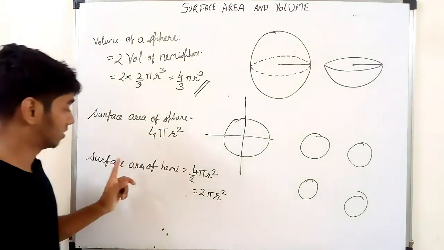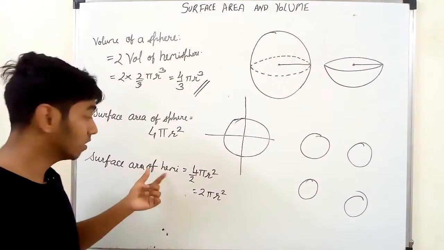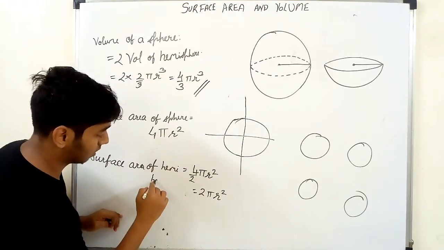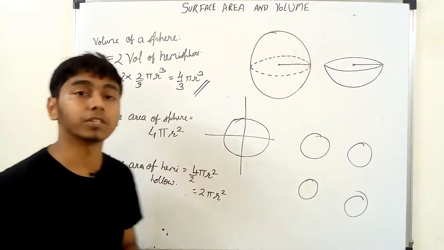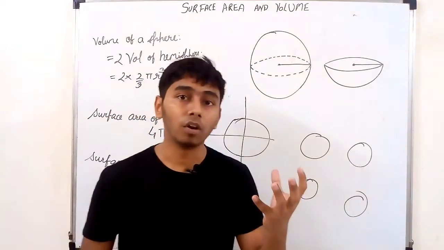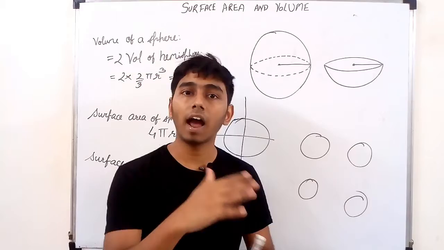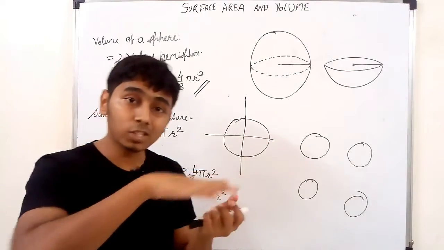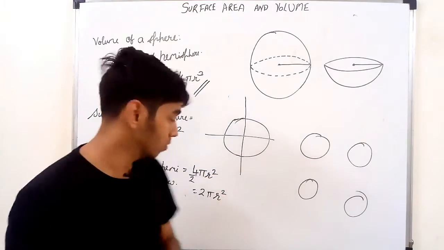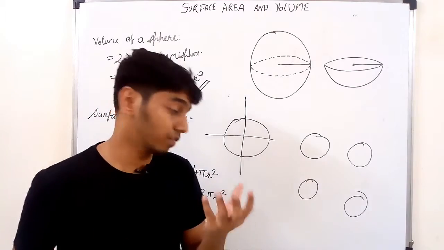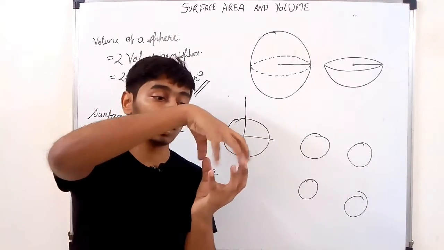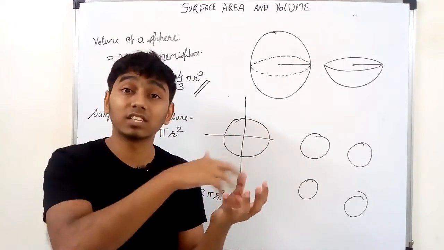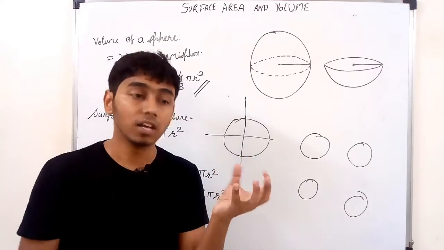But now think about this: surface area of a hemisphere, but an empty hemisphere, meaning a hollow hemisphere. Take a cricket ball, cut it into half, and consider one of the halves, excluding the upper surface. Don't consider the surface here, as it is hollow, it has nothing inside.